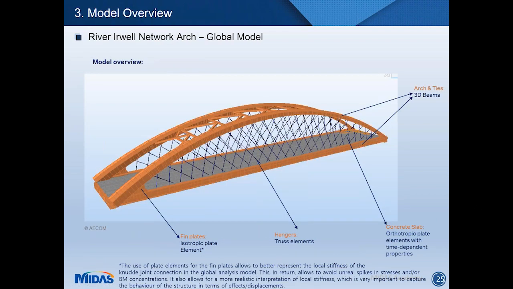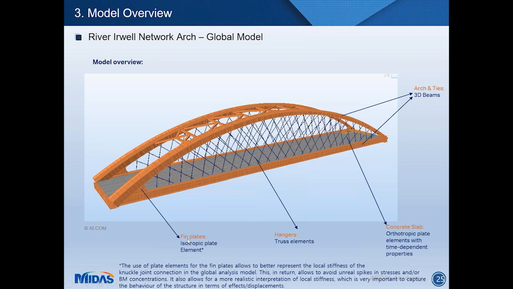Okay, moving on to the MIDAS model. Here is an overview of the model. As you can see, the arch, the tie beams, the cross girders, which you can't see, and the bracings are all modeled with 3D beam elements. The concrete slab was modeled using an orthotropic plate, using a material with time-dependent properties associated to it. The hangers were modeled as truss elements, and the fin plates of the knuckle joints were modeled as isotropic plate elements.